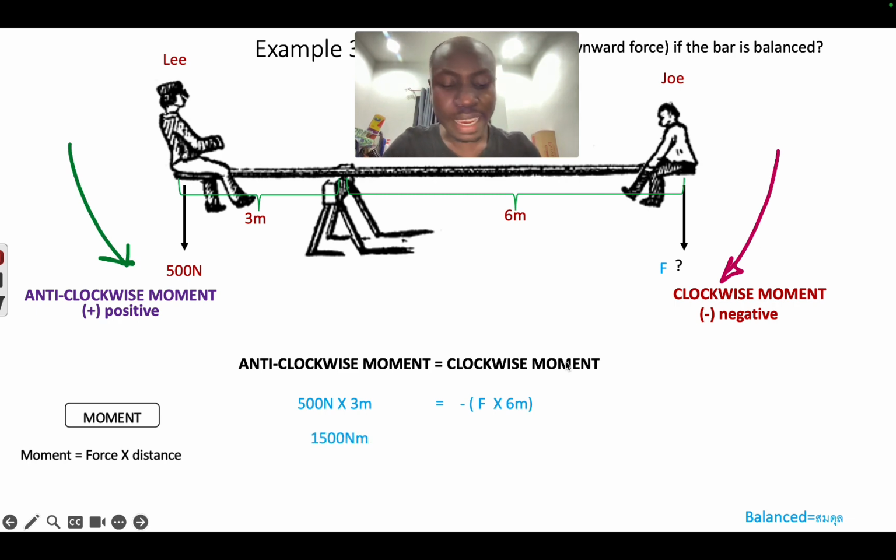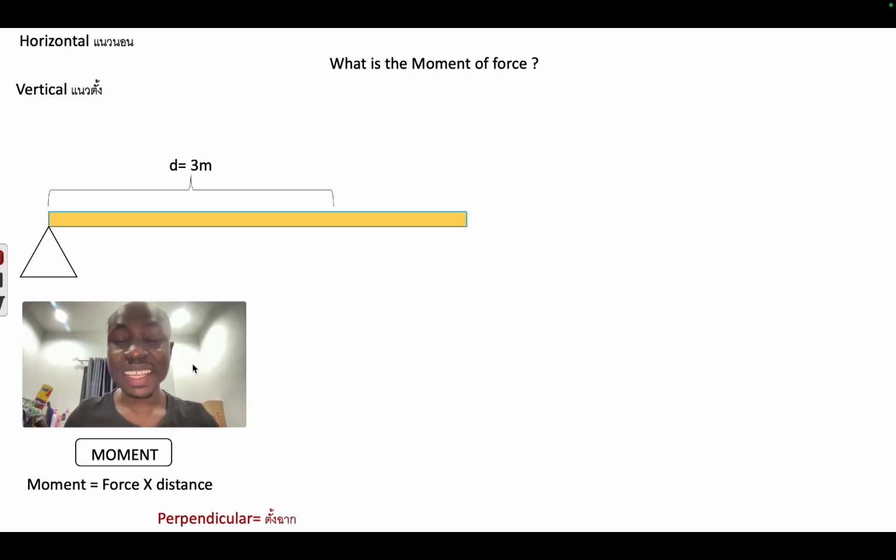So if you write it again, we should have the anti-clockwise moment is 1,500 Newton meters. And we can write it again to be minus 6 meters times F. So what is F? F is going to be 1,500 over minus 6, which is going to be minus 250 newtons. But this is force, right? And force should not be in negative. So Joe's weight will be about 250 positive, okay, because it's a force. Now let's continue and look at a more difficult question.